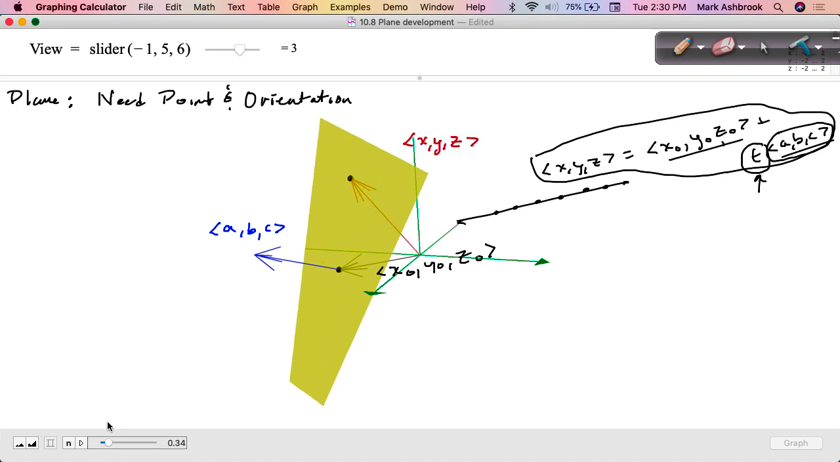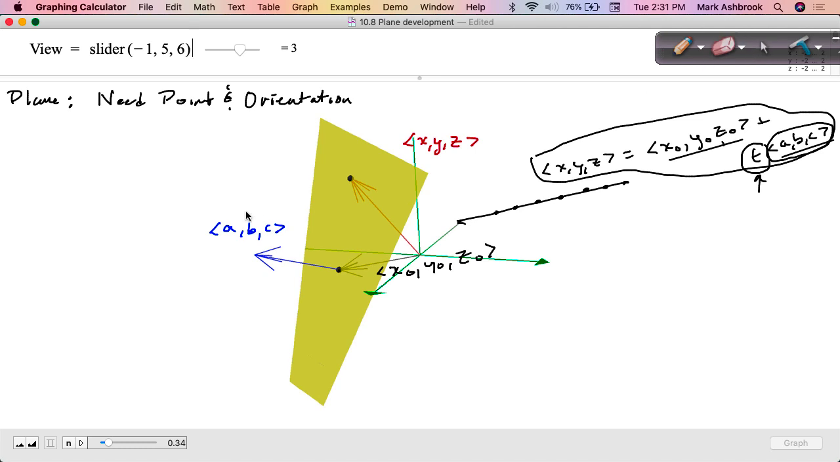Okay, so we need a relationship between these three vectors. We know ABC is orthogonal to the plane, x, y, z is any point in the plane, and x0, y0, z0 is some fixed point in the plane. So what vector relationship can we write between these three? Any ideas? Okay, good idea.